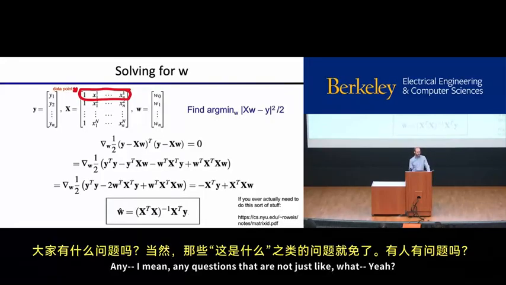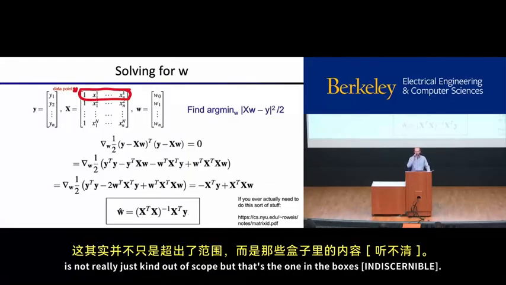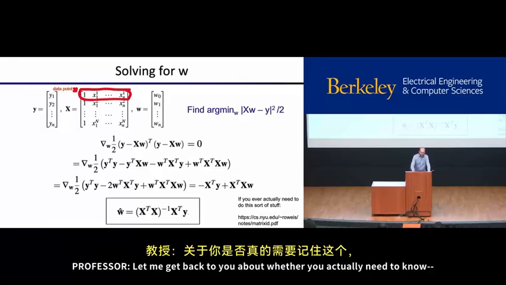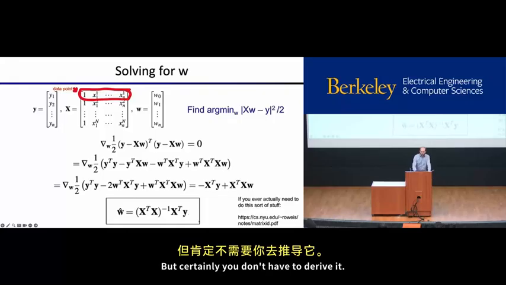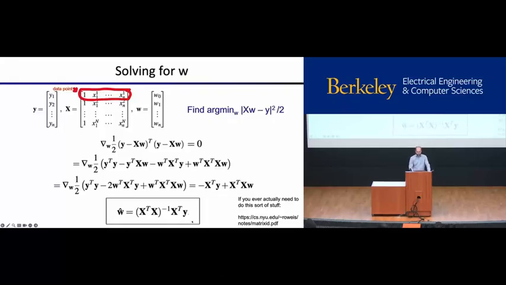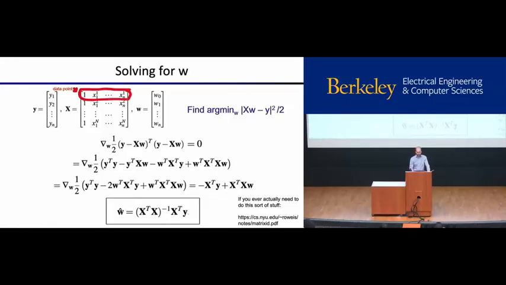Any questions that are not just like, what? Yeah. So the deriving is not out of scope, but the one in the box is. Let me get back to you about whether you actually need to remember this. But certainly you don't have to derive it. You have a cheat sheet, so you can always just write it down.